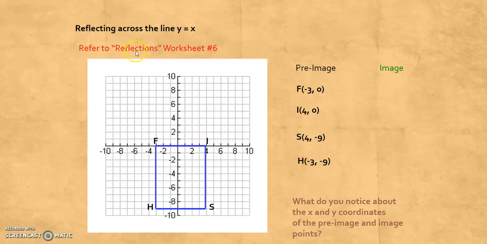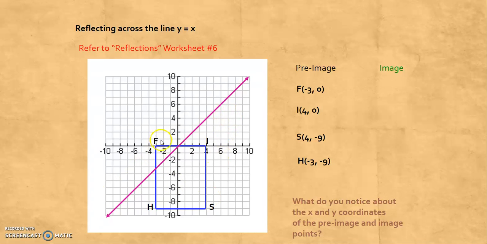Reflecting across the line y equals x. It says refer to reflection on worksheet number 6. Remember how to graph y equals x. In slope-intercept form, the slope is going to be 1, and the y-intercept will be 0. So the line's going to cross at the origin, and the slope is 1, which means you go up 1 and over 1. And so that is the diagonal line that looks like this.